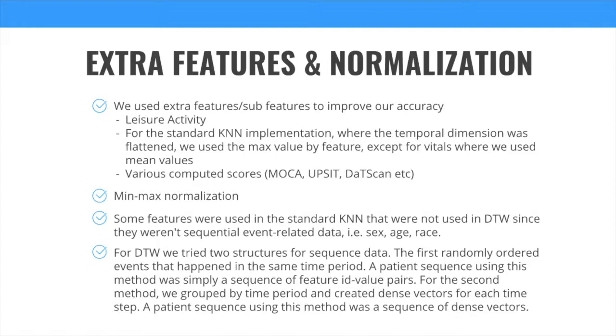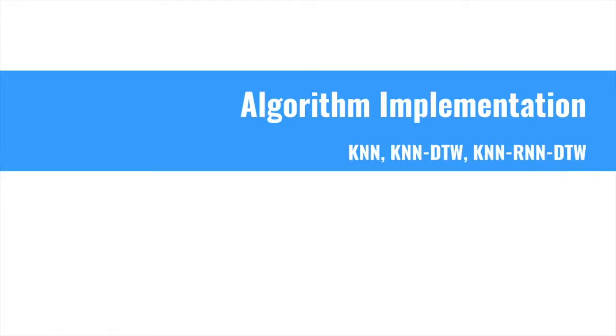For DTW, we tried two structures of data. First, we randomly ordered events that happened in the same period. This sequence was basically feature ID and value pairs. For the second, we grouped them by time period and created dense vectors. Now Dan will talk about different algorithms and how we implemented them.